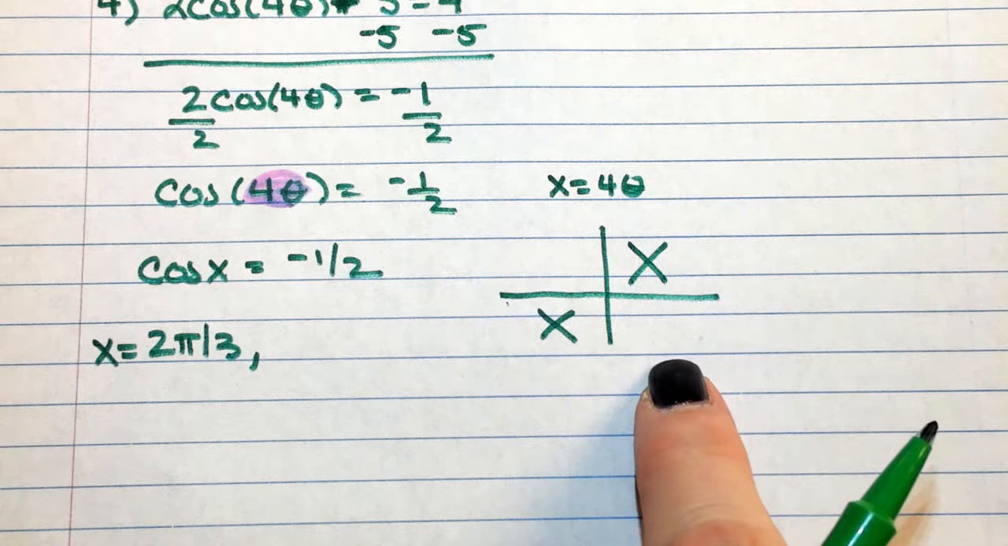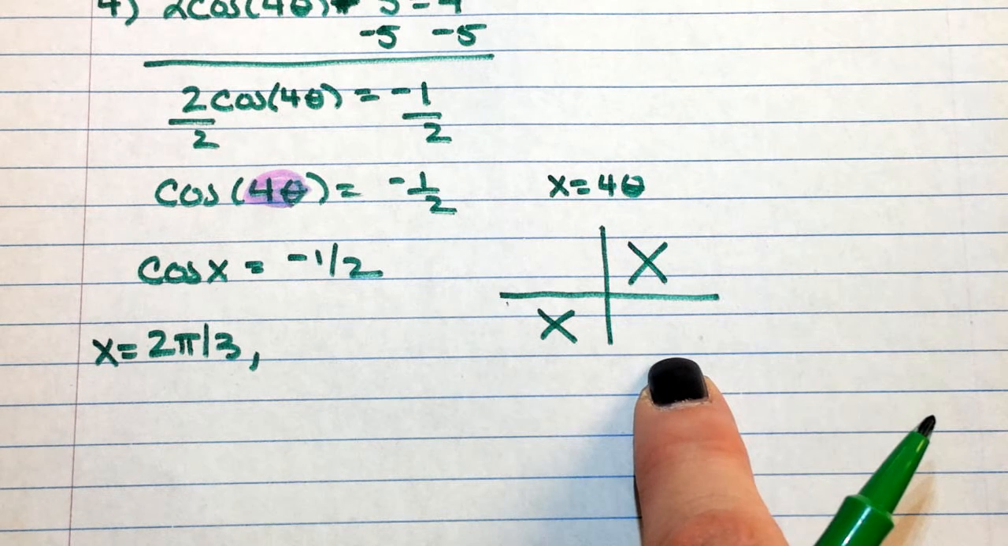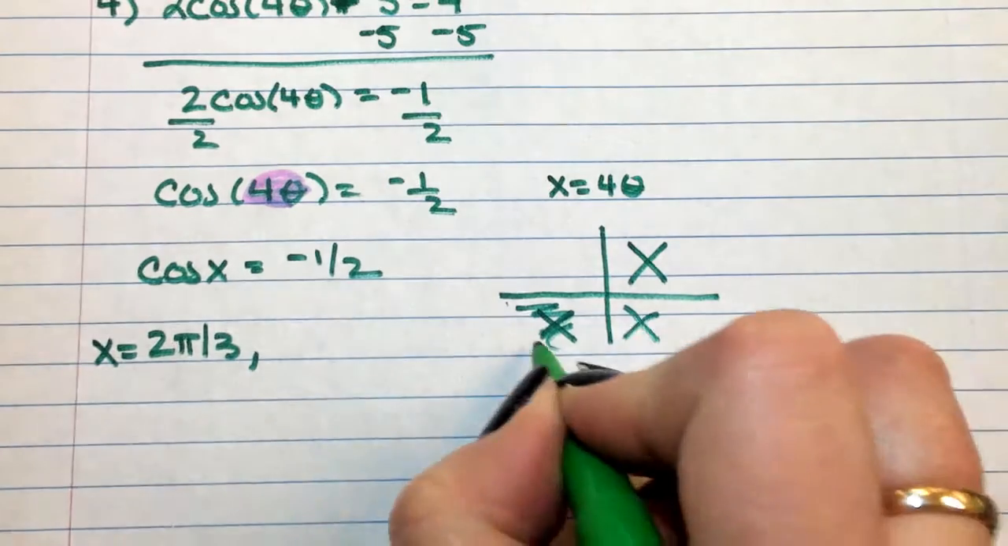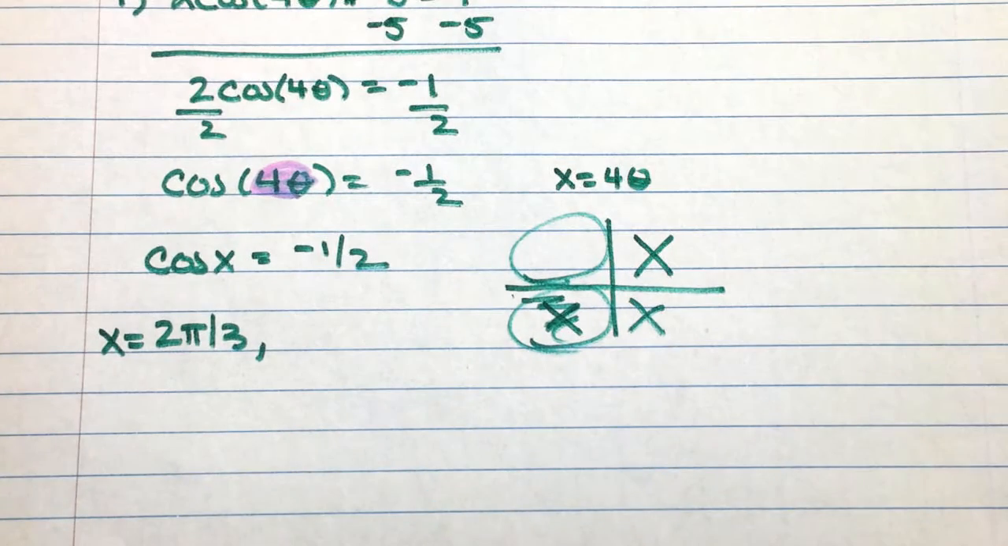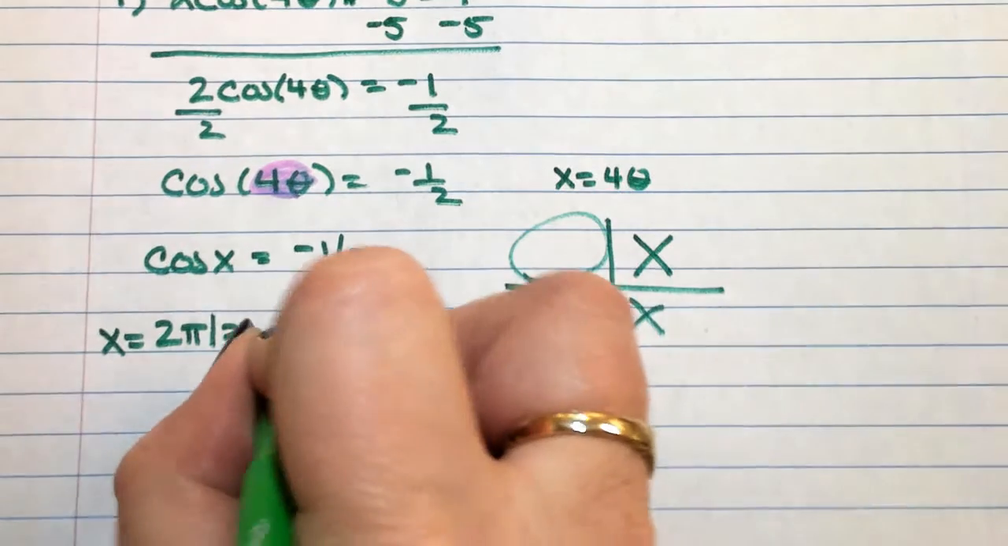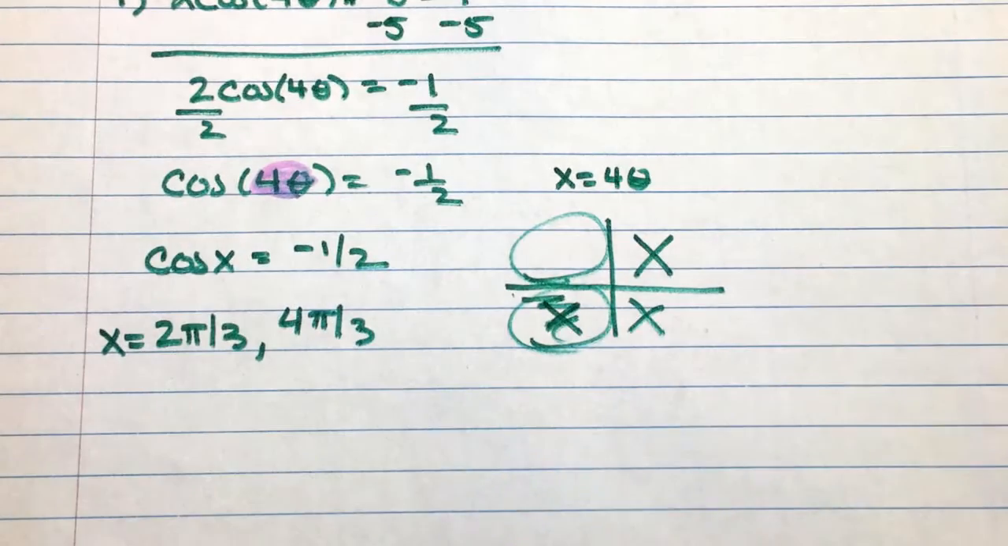And the one down here in the other quadrant will be? 2 pi over 3, and where else? 4 pi over 3. Yeah, cosine's negative in 2 and 3. So we good so far?